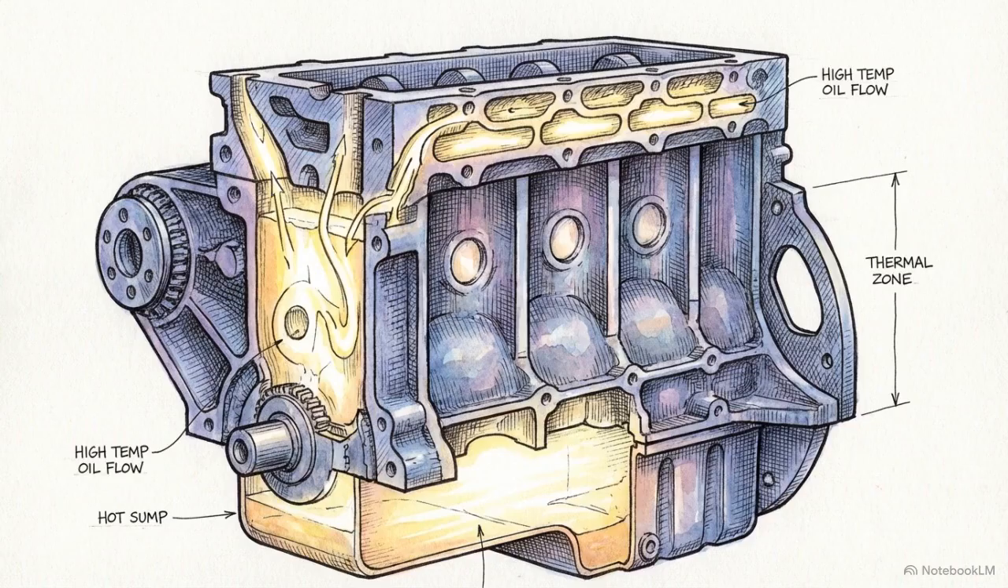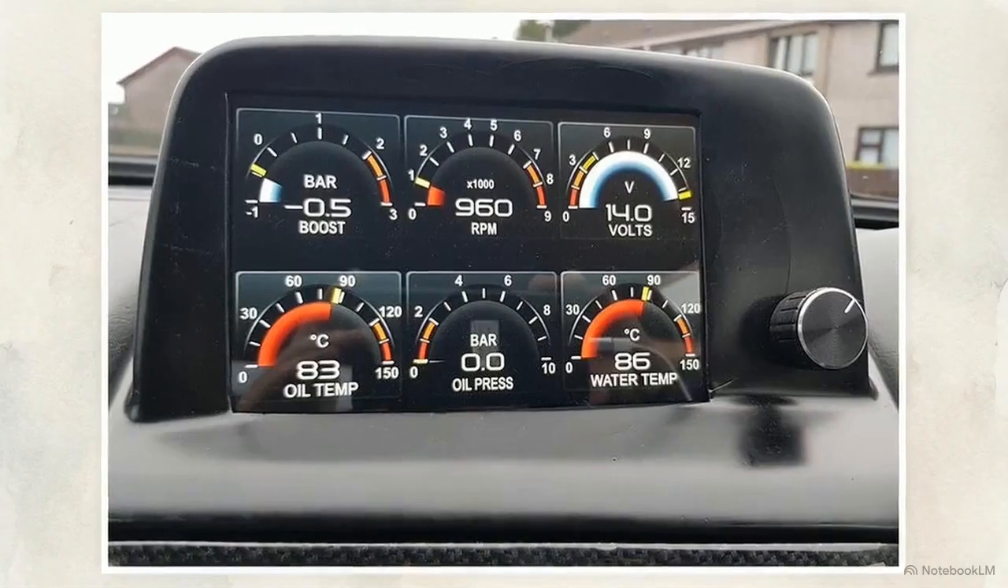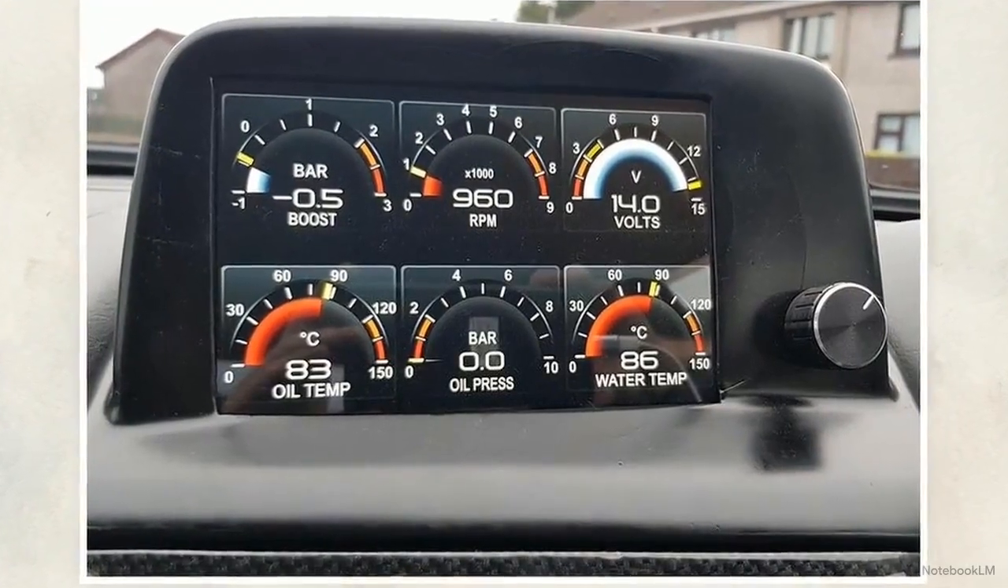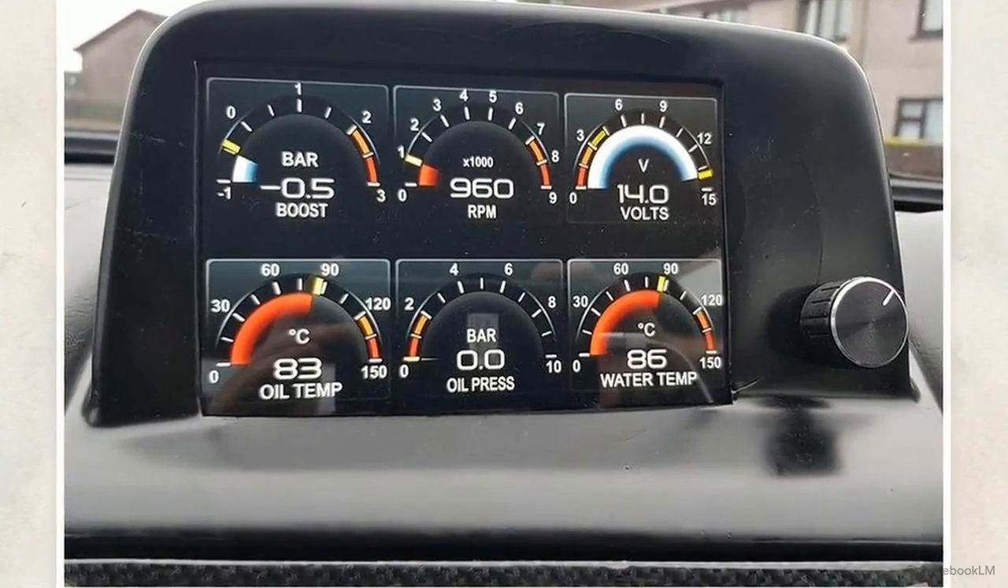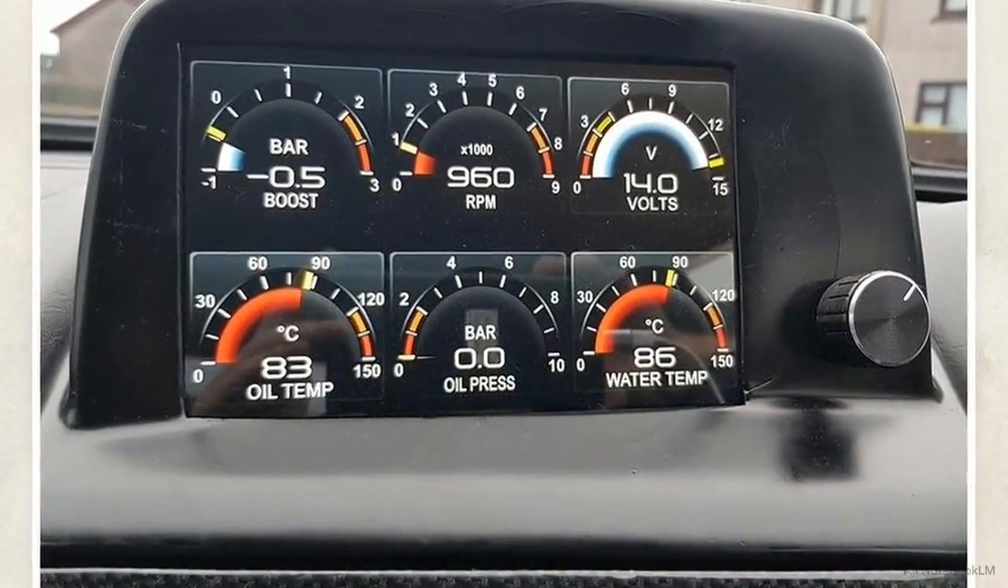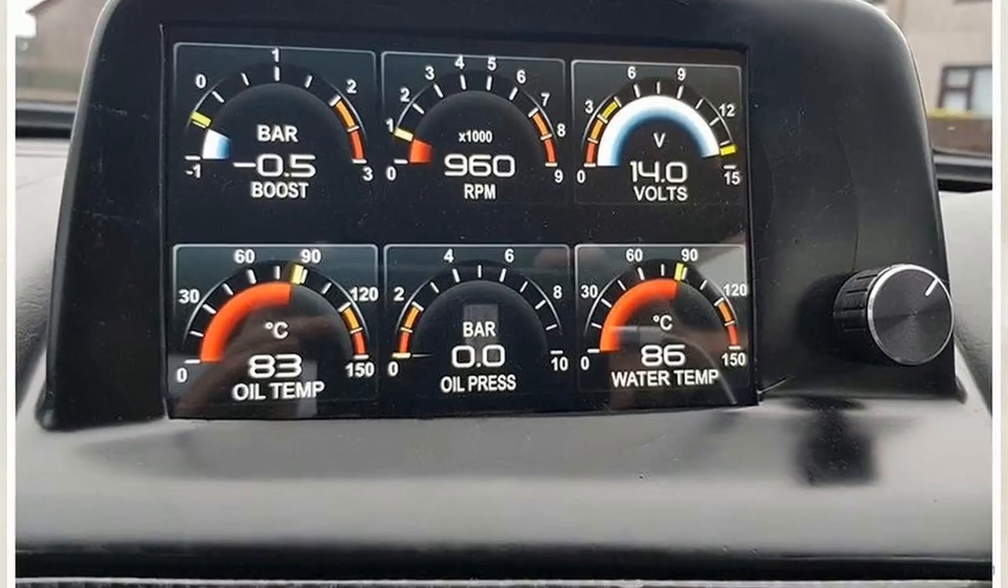The thermal reality inside the block is severe. While the liquid cooling system keeps cylinders at roughly 85 degrees, the oil environment runs much hotter. As shown on these track gauges, typical operating temperatures range from 90 to 120 degrees, and in racing engines, this can exceed 200 degrees Celsius.